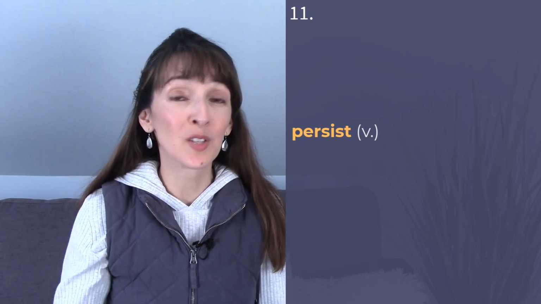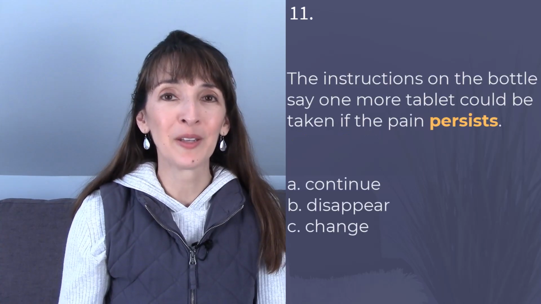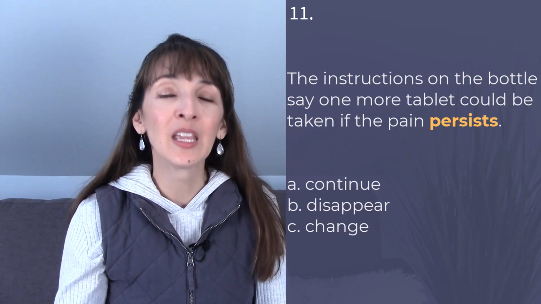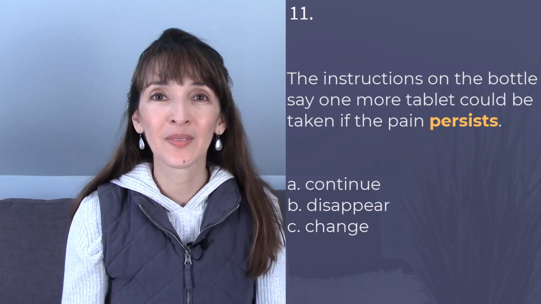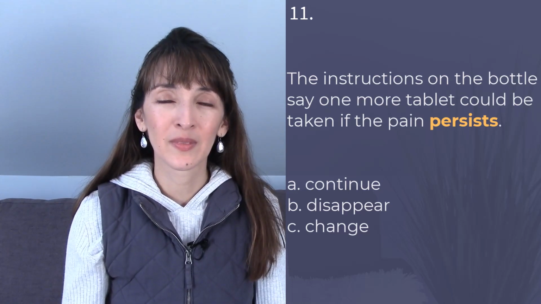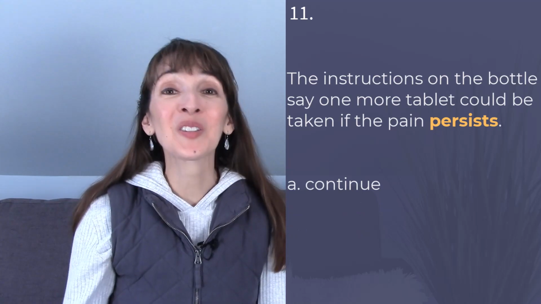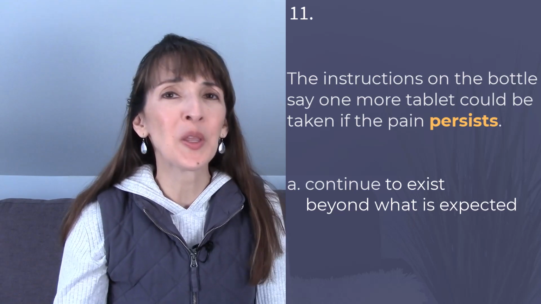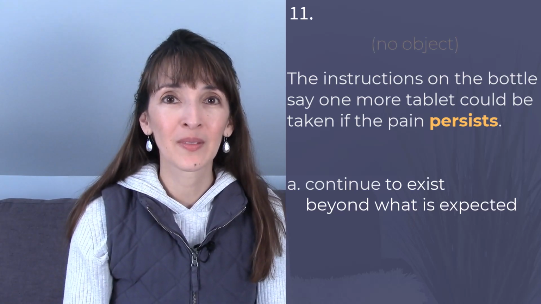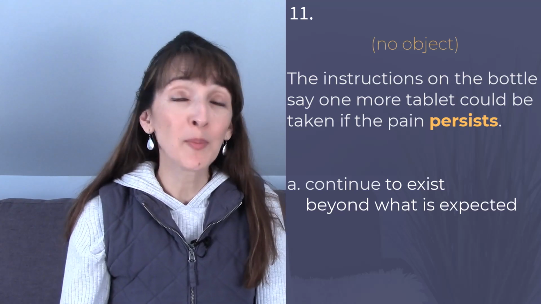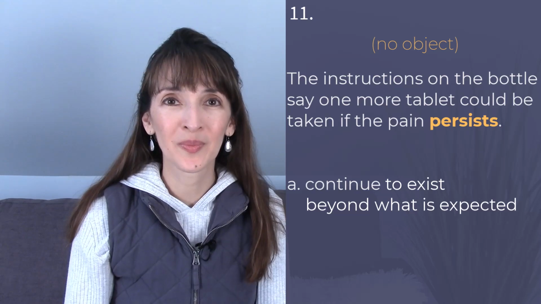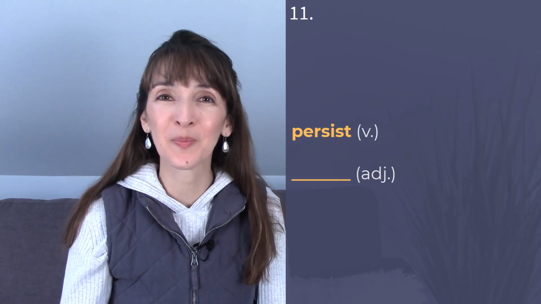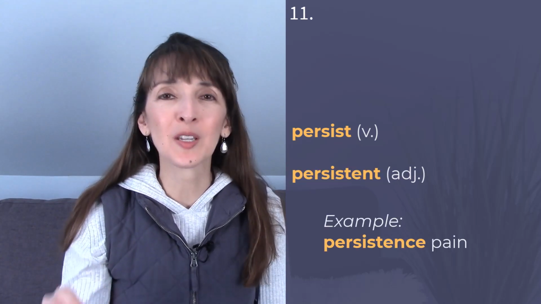Consider another context for this verb, persist. 11. The instructions on the bottles say that one more tablet can be taken if the pain persists. The answer is still A, continue. In this sense, something continues to exist beyond what is expected. It's an intransitive verb. No object or preposition follows. If the pain doesn't stop, we can use the adjective to describe it. Persistent, persistent pain.